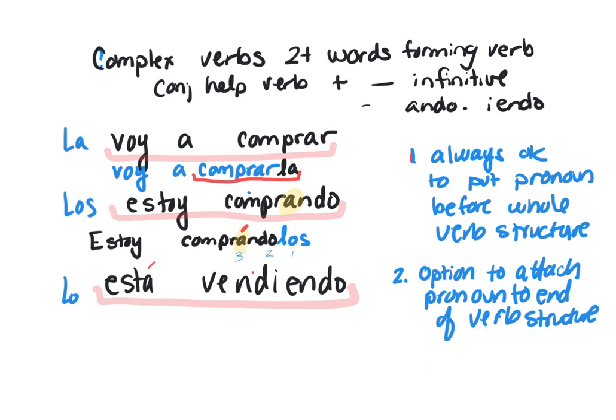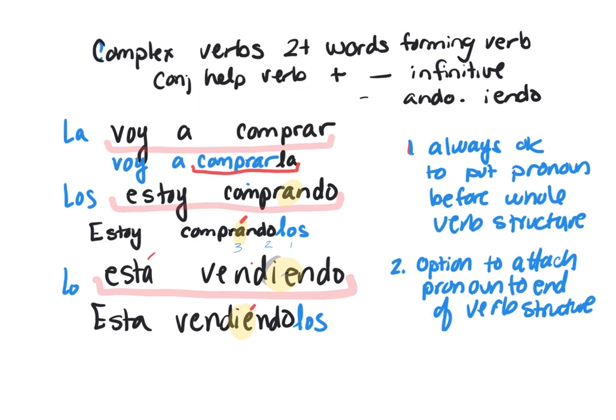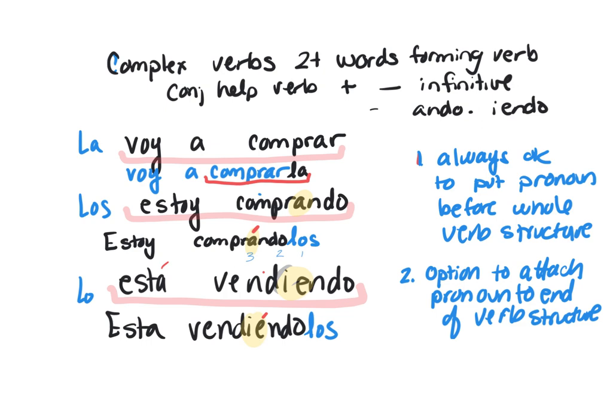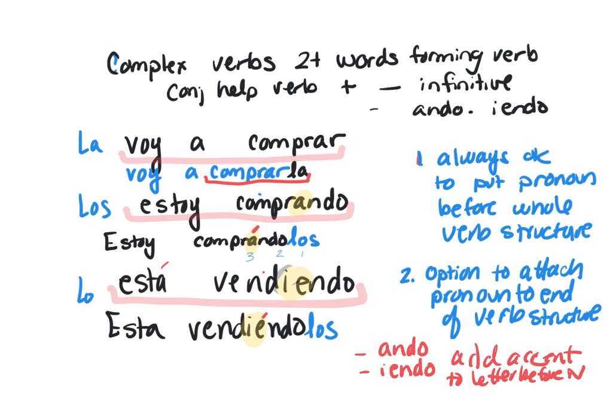And then the same thing will happen down here with this one, vendiendo. So it would be está vendiéndolos, all one word. Our stress was here on this IE, and we need to make sure it stays there. If we don't write an accent in, it's going to be on the second to last syllable, which is now the O. In order to make sure people know where it is, it's on the E. So always okay to put it before, but if you put it after with the ando or with the yendo, you need to add an accent to the letter right before the N. So that would be the A or the E.